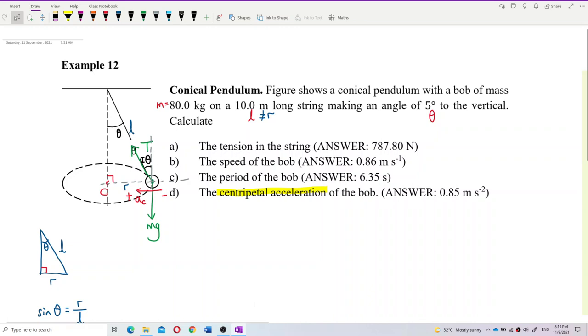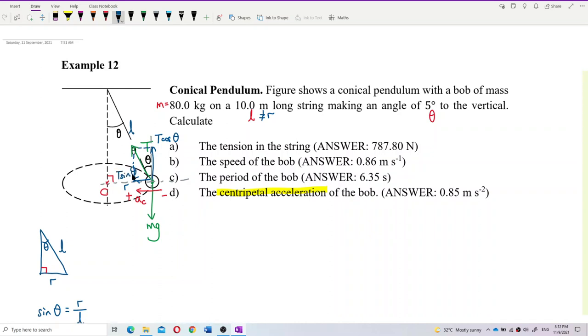We need to find the tension first. So how to find the tension? I think you can resolve the tension into x and y components. You see this T, you can resolve it into the x and y components. What's the y component? The y component is adjacent to angle theta, isn't it? So that is T cos theta. And then the x component is opposite to the angle theta, so it is T sine theta.